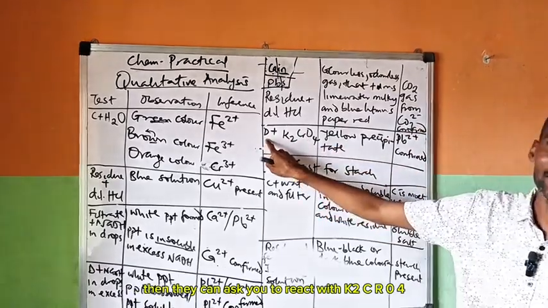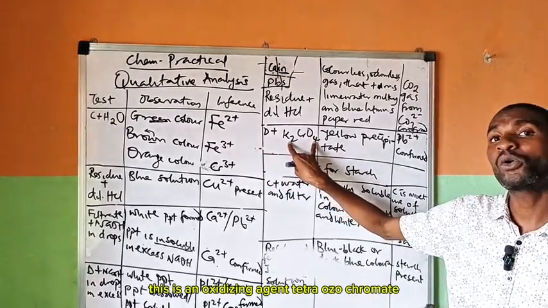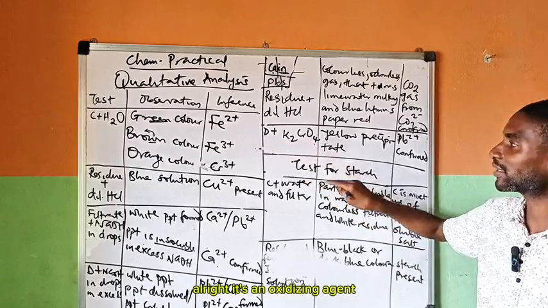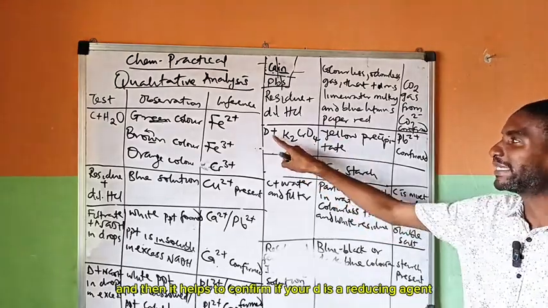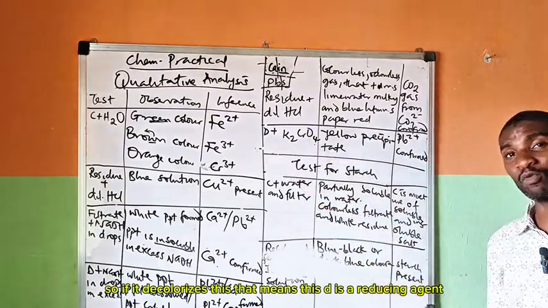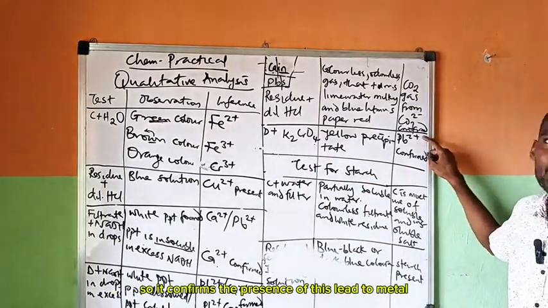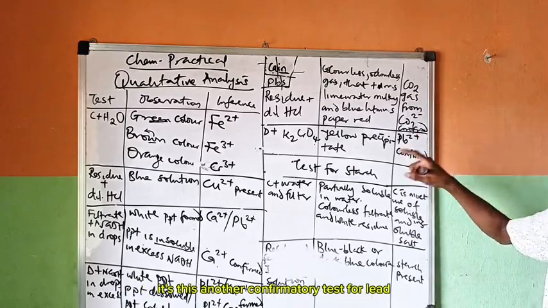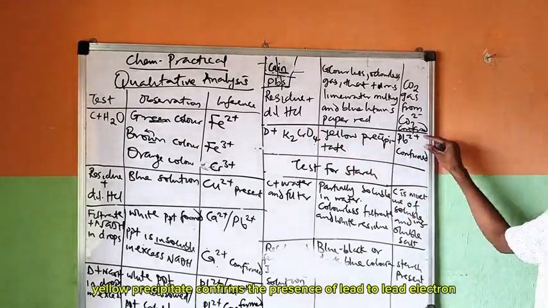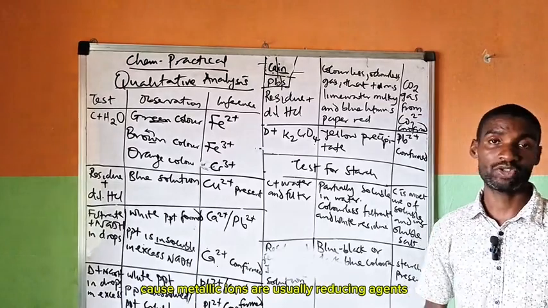Then they can ask you to react with K2CrO4. This is an oxidizing agent, tetraoxochromate(VI), potassium chromate. It helps to confirm if your D is a reducing agent. If it decolorizes this, that means D is a reducing agent, and the reducing agents are metals. So it confirms the presence of this Pb2+ metal. This is another confirmatory test for lead. So when you react D with K2CrO4, a yellow precipitate confirms the presence of Pb2+ ion. And this Pb2+ ion is a reducing agent because metallic ions are usually reducing agents.